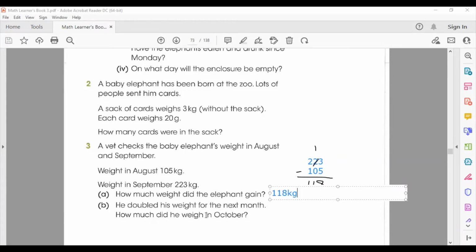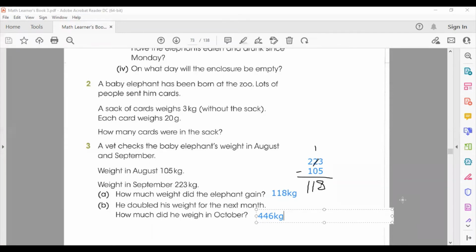Okay, he doubled his weight for the next month. How much did he weigh in October? He doubled his weight for the next month. We need to make double. We are not making double of 105. In September it's 223 kg. So when we make double of 223 kg, it's 446 kg. So in October he has 446 kg weight.